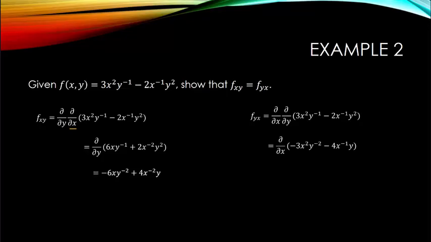I take that partial derivative with respect to x, and I get negative 6x y to the negative 2 plus 4x to the negative 2 y. Both of these are exactly the same. This tells me that my two mixed partial derivatives are continuous on the domain for my function.